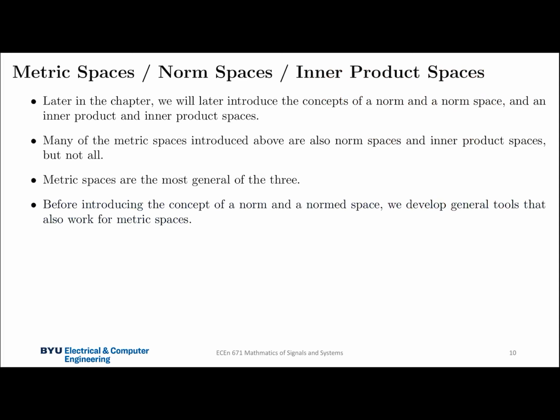And before we talk about norm spaces now, we're going to talk about some concepts that are applicable to metric spaces. So we'll do as many general tools as we can. We'll talk about topology, open sets, closed sets, things like that will hold in metric spaces, and will also hold in norm spaces and inner product spaces. And then as we get more specific, we'll start talking about norm spaces and inner product spaces.